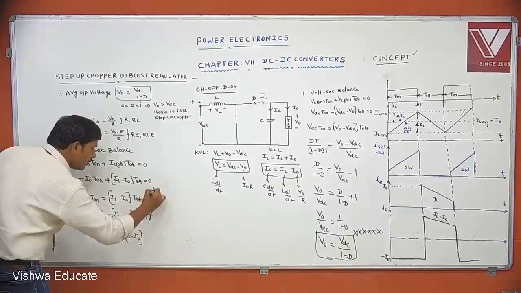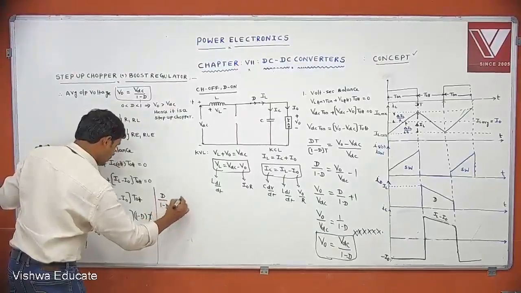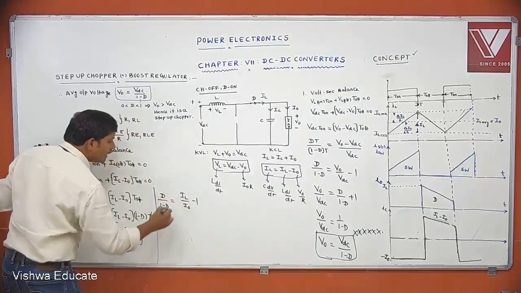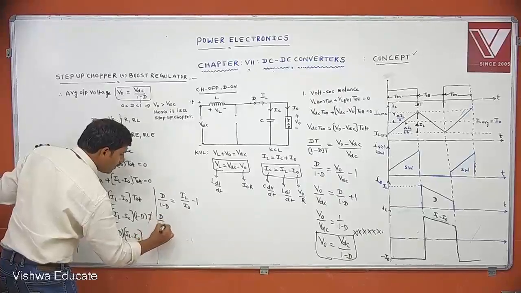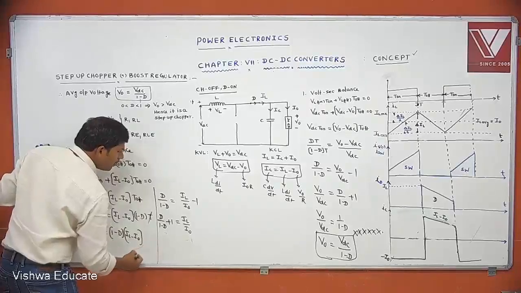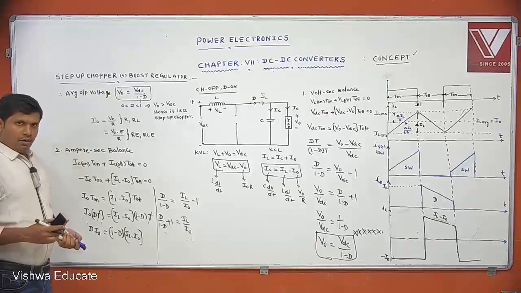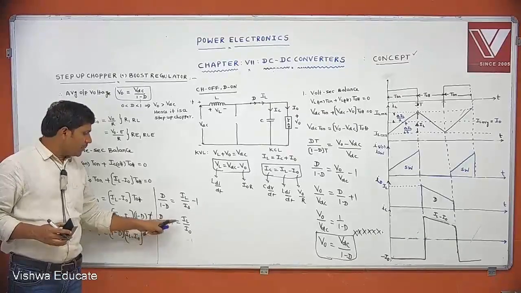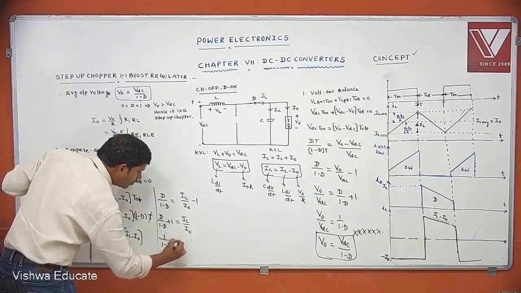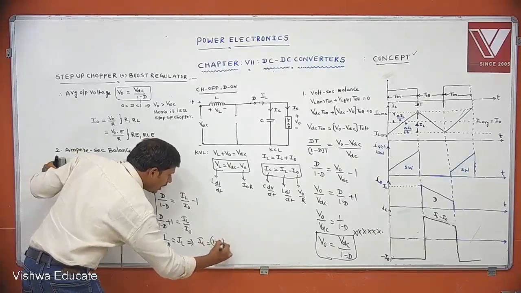Now from this, we simplify. D by 1 minus D equal to IL by I naught minus 1. Shall you write like this? D by 1 minus D plus 1 equal to IL by I naught. Now from this, what can we write? D by 1 minus D plus 1, shall we simplify this? 1 by 1 minus D equal to IL by I naught. Then IL equal to 1 minus D into I naught.